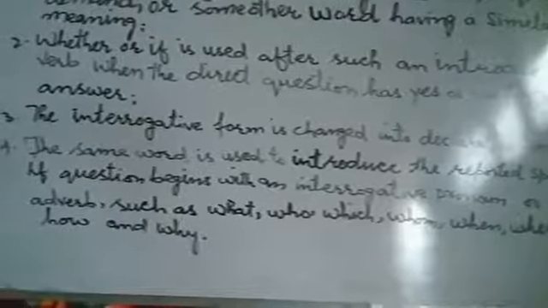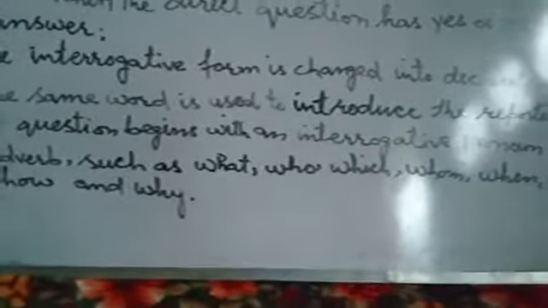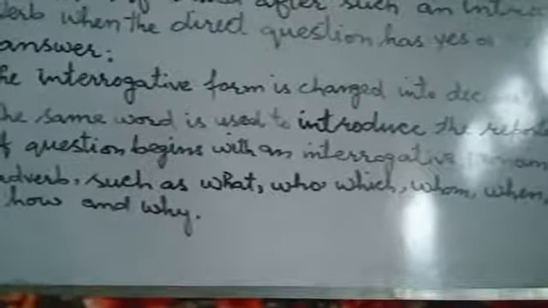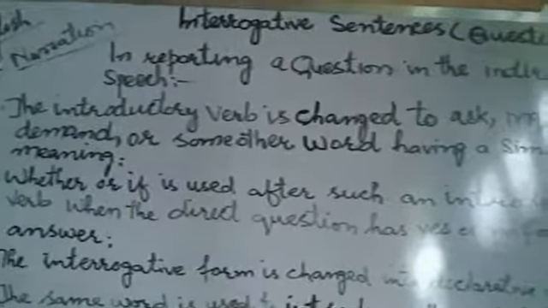This was the third one. Number four, the same word is used to introduce the reported speech if the question begins with an interrogative pronoun or adverb, such as what, who, which, whom, when, where, how, and why. So let's explain it by quoting examples. You should keep all these rules in mind when we are going to change an interrogative direct sentence into indirect.